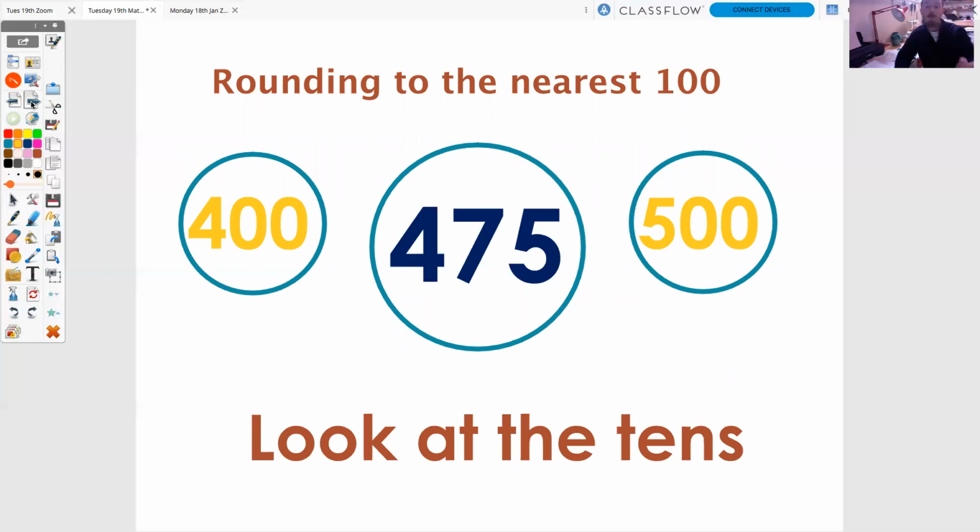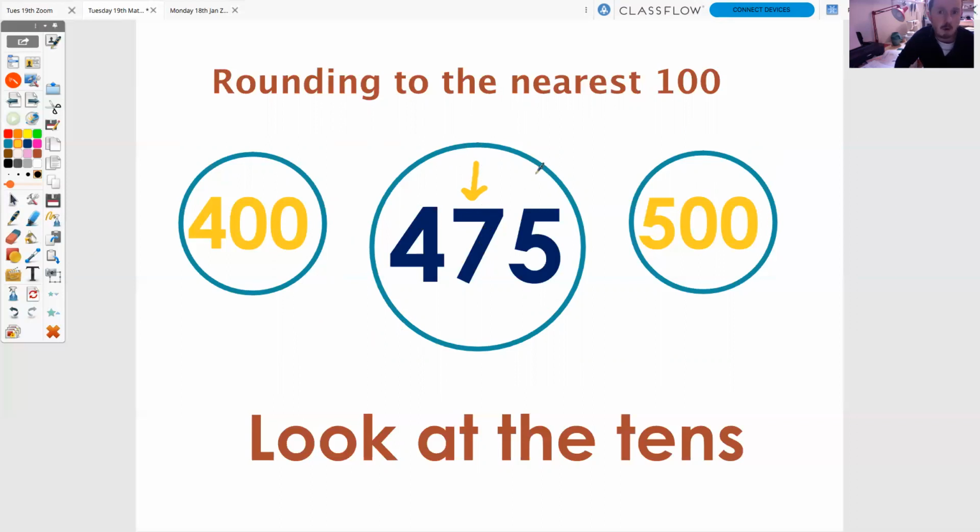So here's that same number again, 475. And if I was rounding to the nearest 10s, I would look at these single digits, the units column. However, I'm rounding to the nearest 100. And if I'm rounding to the nearest 100, I'm going to look at the 10s column just here. There we go. I'm looking at the 10s column. And it works out roughly the same. Okay, if I'm going to decide if this number is going to be 400 or 500 rounded to the nearest 100, I'm going to look at this 10s column and make a decision.